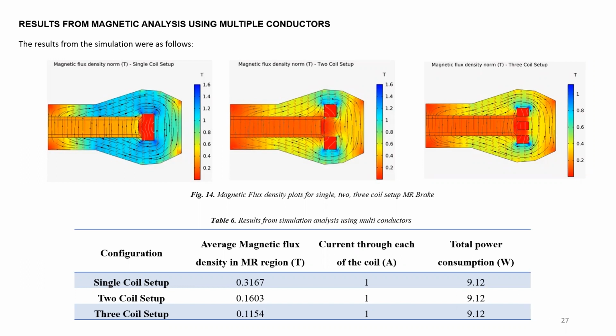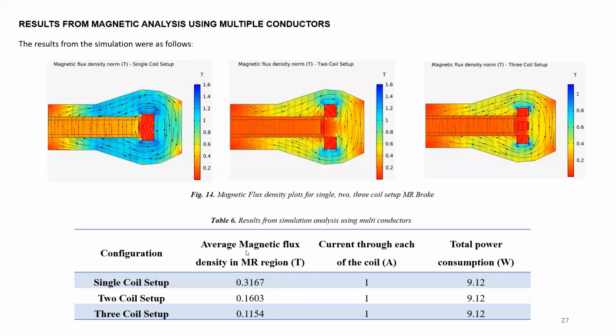The very important thing is that we have not changed the total power consumption. We have kept this constant. In fact, one of the reviewers of our paper, since earlier we had done it for different power, asked how you can compare the magnetic flux density with different power. Then we did this simulation again, keeping the power constant, and looked at the average flux density. And it is obvious that we should go for the single coil setup because it gives a good 0.31 Tesla.